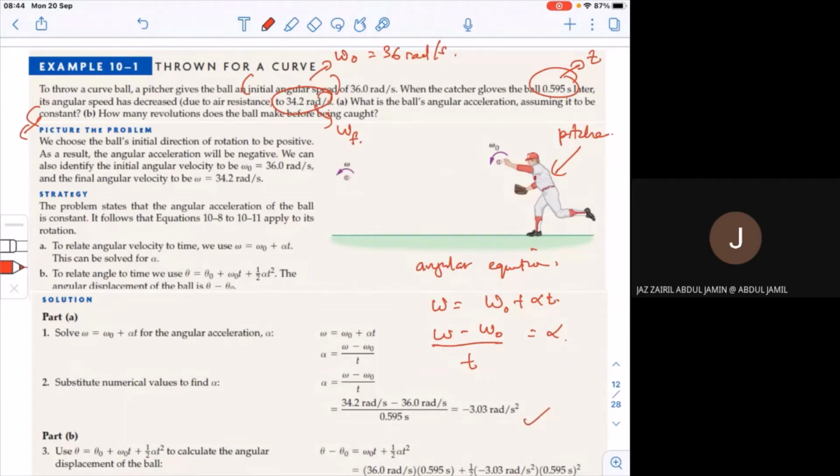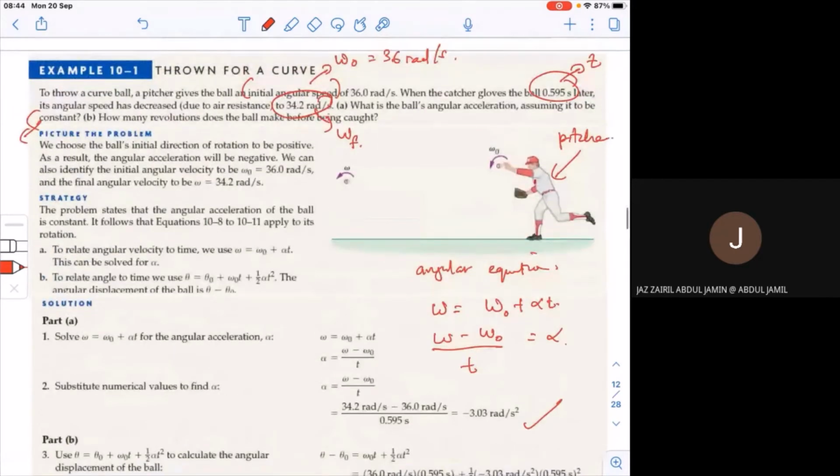So you will get some negative value of alpha. You need to keep the negative, because it means the ball is slowing down, at negative 3.03 radian per second squared. Look at how they write the equations and the unit, radian per second squared. So the key thing in order to learn this topic is that you need to memorize the unit of each angular part.